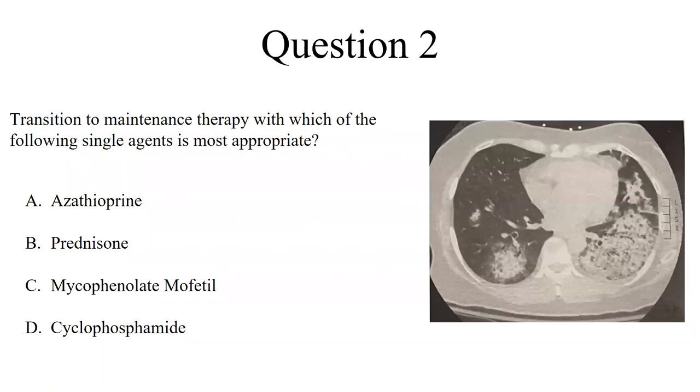These patients are at high risk for relapse, right? So you want to put them on maintenance medication, and the answer here would be azathioprine. Azathioprine, methotrexate, and rituximab are considered first-line therapies for maintenance. And you don't want to put patients on steroids long-term, because obviously that has its own complications. And then CellCept has been shown to be inferior to azathioprine in some trials.